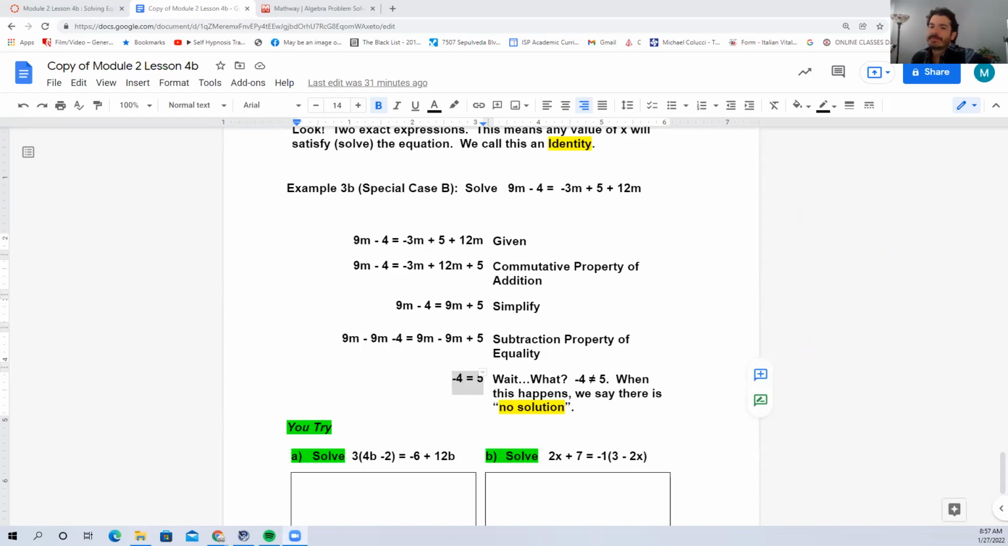So in the case of no solutions, what it looks like visually is this. I have my axis here, sort of the worst axis ever, maybe not the worst ever, but it's not good. And I have one line. This is, let's say, 9m plus 5. And then I have another line, which is 9m minus 4. And it looks like this. And these two lines are what we call parallel.